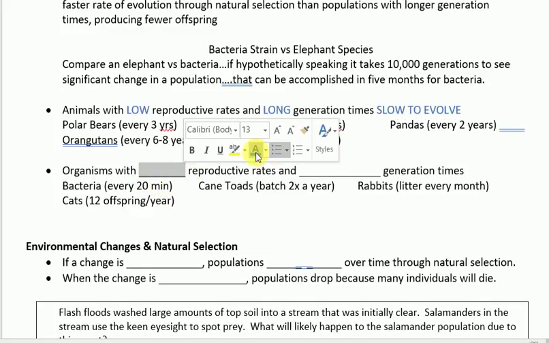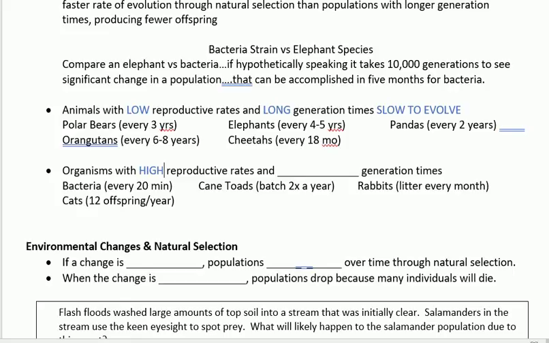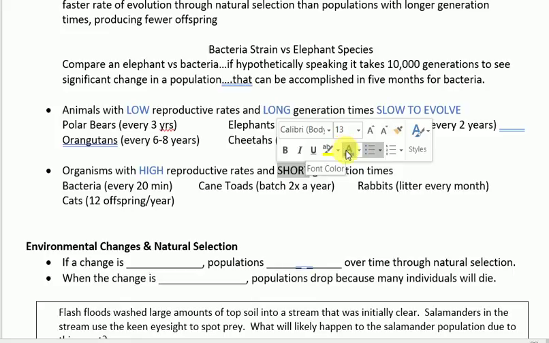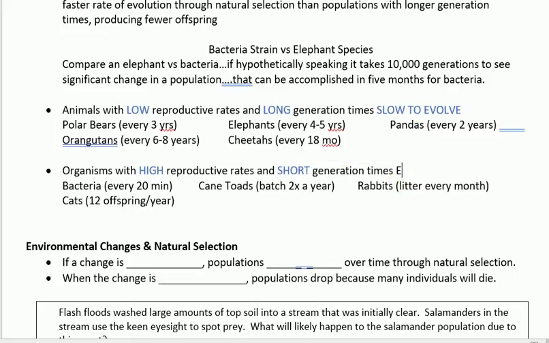Versus those organisms with a high reproductive rate and a short generation time, these are going to evolve very quickly. For instance, bacteria, the reason why I said that could take 5 months for bacteria is that they can actually reproduce every 20 minutes. Cats, sometimes they can have 12 offspring in a year. Rabbits, they can have a litter every month. So they can evolve very, very quickly.